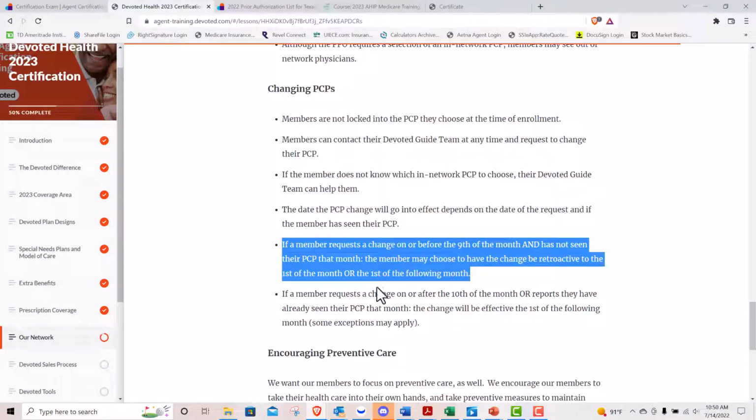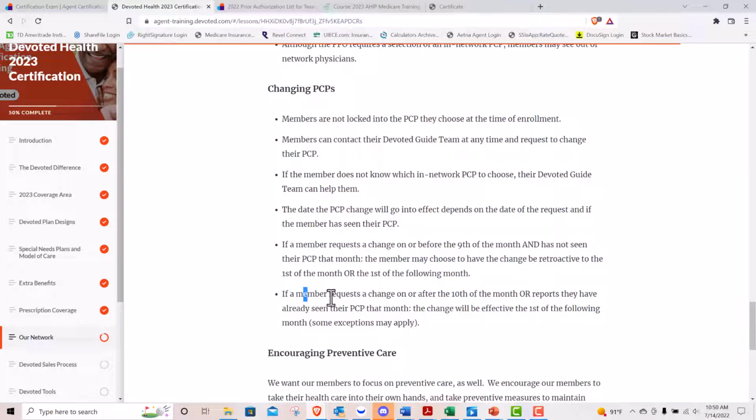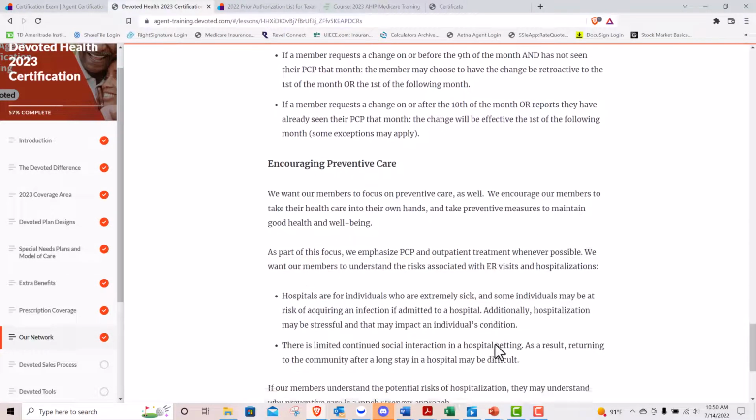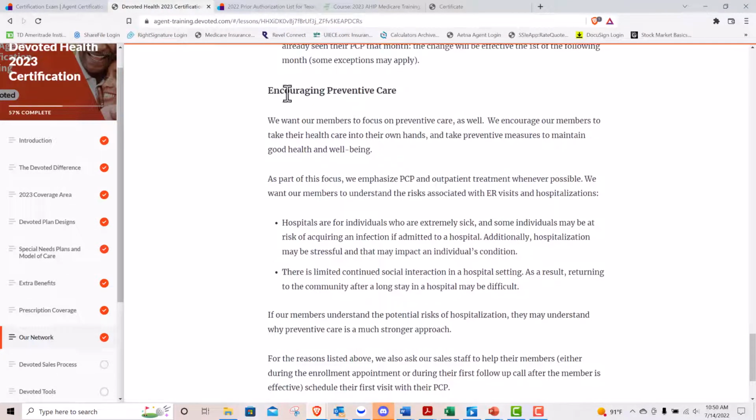That's good, because I know a lot of times they make a change and it has to happen later, but this gives a small window of time to change, even if they perhaps forgot or something. After the 10th of the month, or if they've already seen, then it'll be effective the 1st of the following month. Okay. Now, of course, we encourage preventative care.